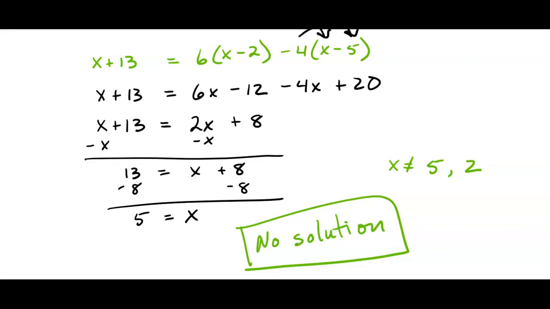We found the LCD. We cleared the fractions out of there. Got rid of those denominators. We had a linear equation. So we solved it. We got an answer. We said x equals 5. But because that's one of the extraneous solutions, that's the answer it can't be. So there's no solution. It's okay.